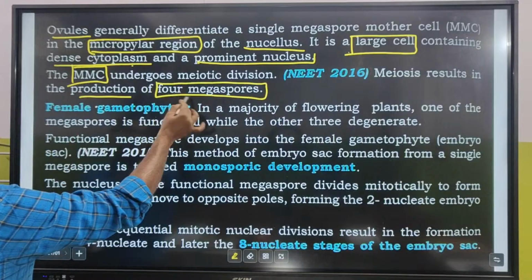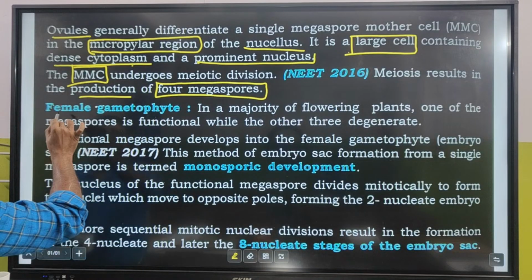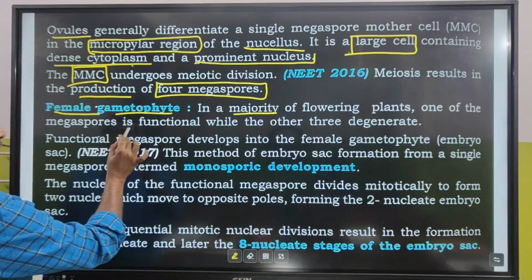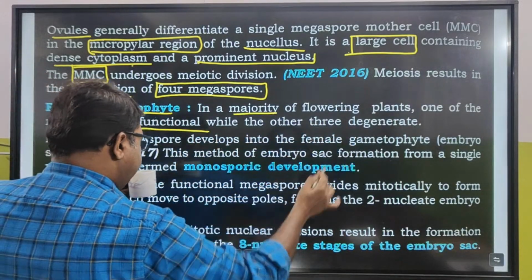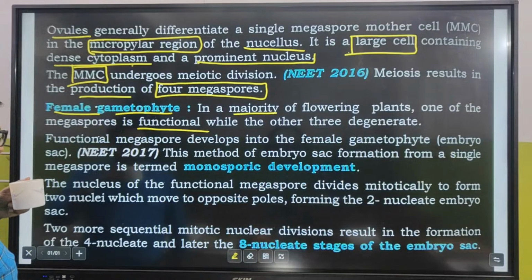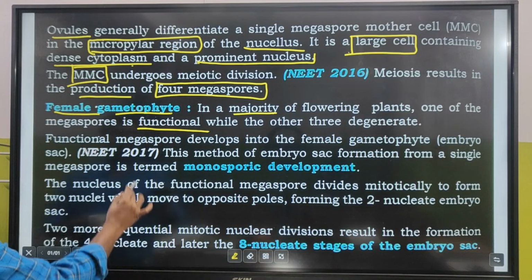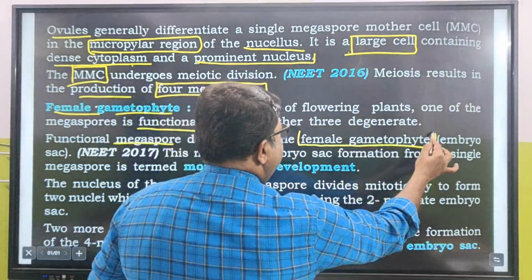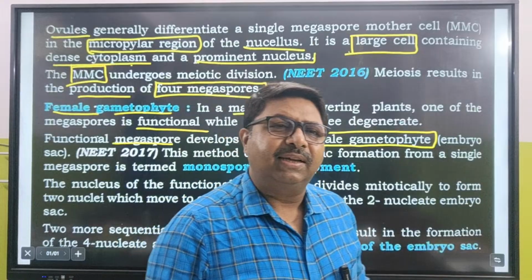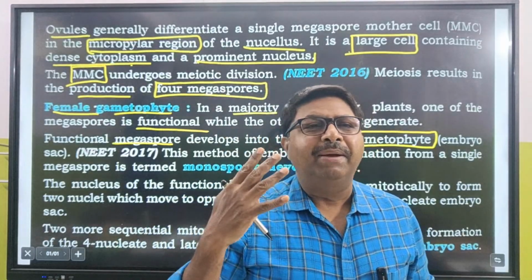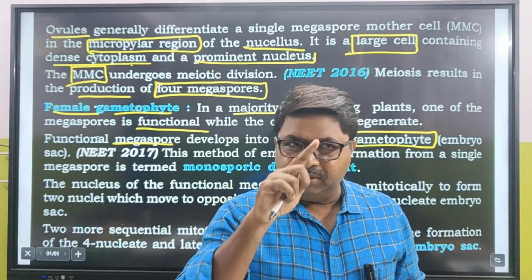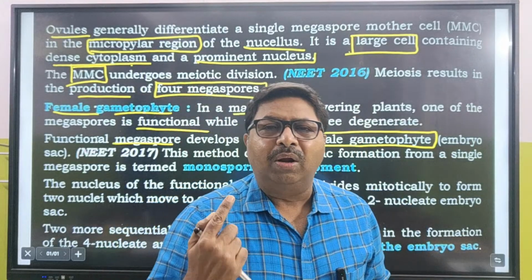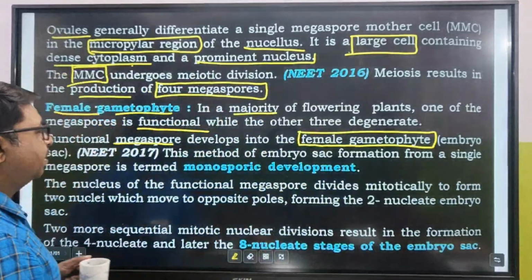अभी हमने बताया इसको कि 4 megaspores बनाएंगे वो female gametophyte. When we talk about the embryo sac, in a majority of flowering plants, one of the megaspores is functional, while the other three degenerate. The functional megaspore develops into a female gametophyte. So this embryo sac बनता कहाँ से है? Functional megaspore से, not the megaspore tetrad, क्योंकि 3 नष्ट हो जाएंगे, only one functional megaspore will be there, and it ultimately forms the embryo sac.